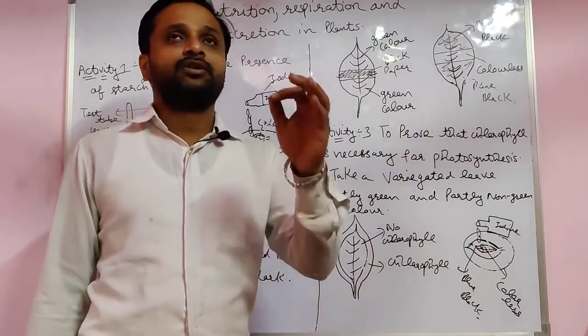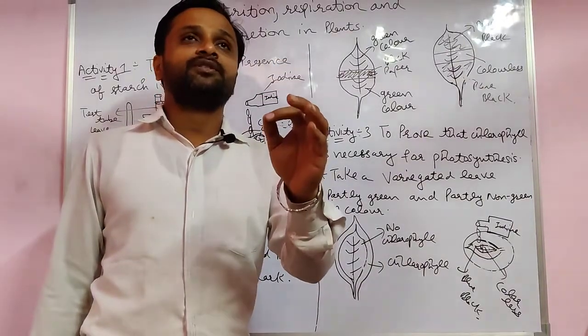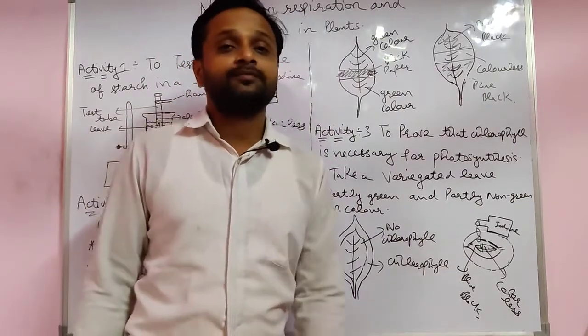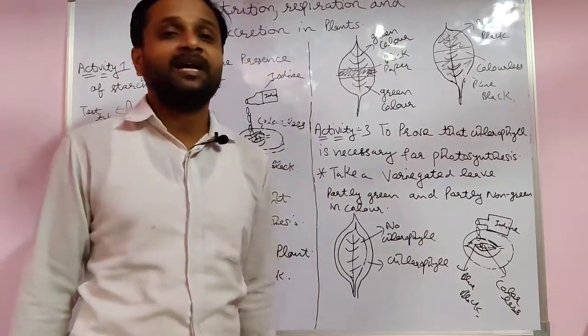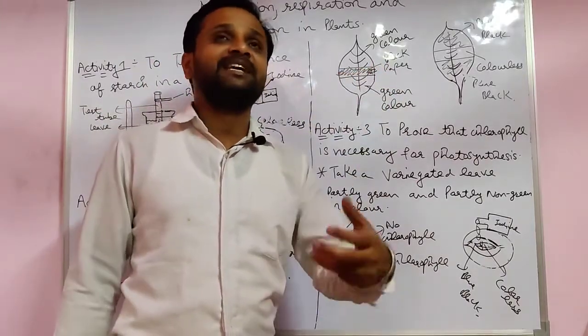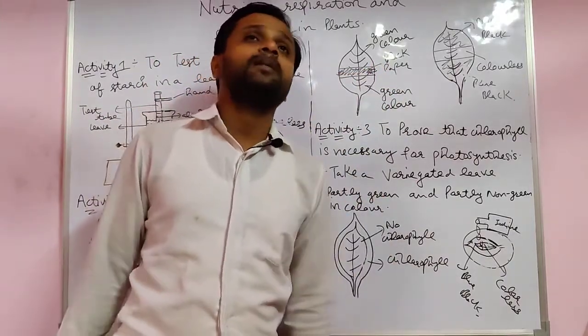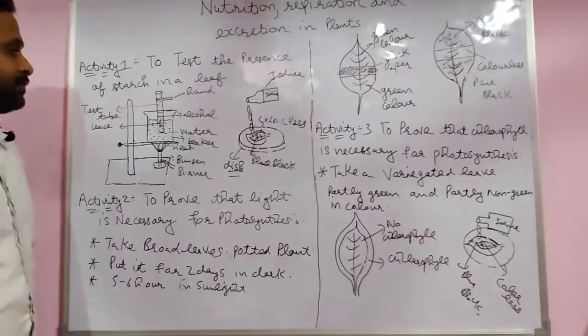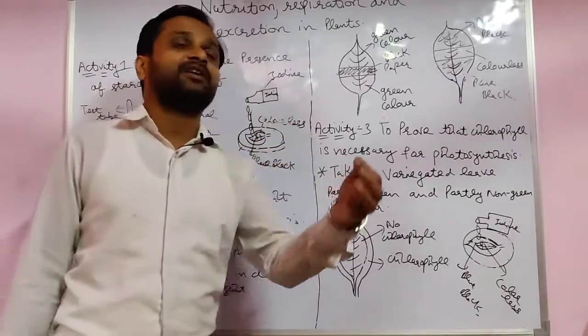The special test: when you put iodine on starch, for example, take one potato. Potato has a lot of starch, a very high level of starch. When you put iodine solution on it, its color changes into blue-black, students. Yes, this is the first activity, students, which tells us starch is present.